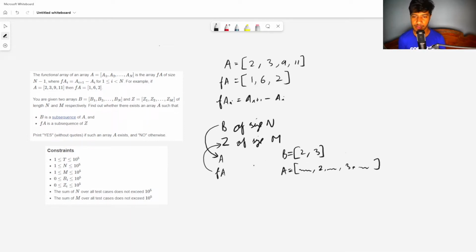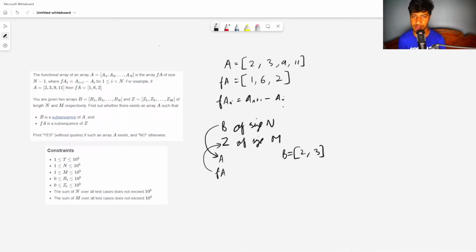Similarly, f(A) must be a subsequence of Z. You just have to print yes or no based on whether such an array A exists. You don't actually need to print the array. This is the problem that we have at hand. So how do you go about solving it?